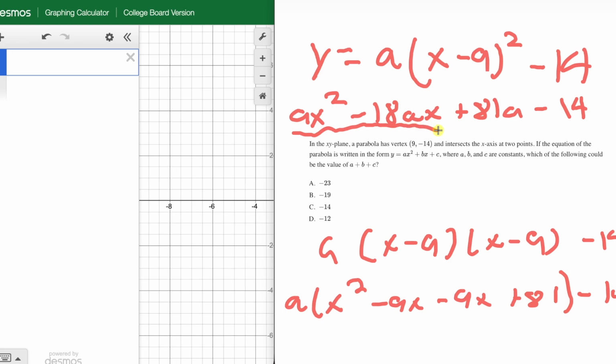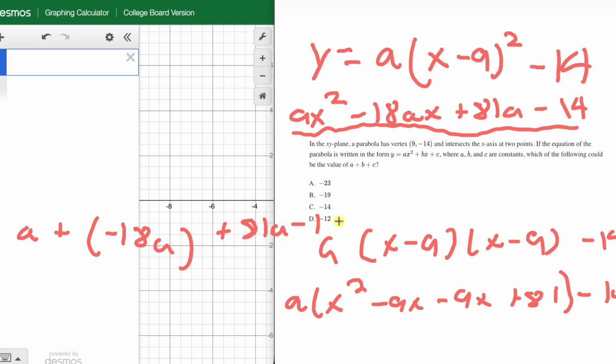So now we have a, b, and c. It's asking us what's a plus b plus c. So I'm just going to write out what a, b, and c are. a here is just a, plus b here is negative 18a, and then c here is 81a minus 14. So plus 81a minus 14. Okay, so now I'm going to simplify this down. So this becomes 17a right here, and then minus 17a, and minus 17a plus 81a is 64a. So 64a minus 14.